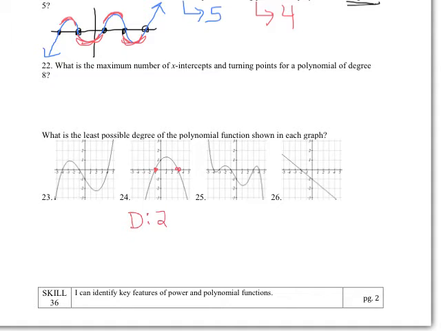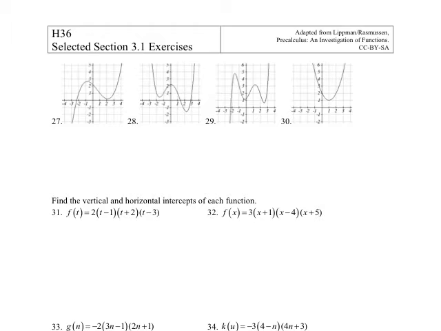It could be more than that, but at a bare minimum it has to be at least 2. Looking at 26, we have only 1 crossing point, so at a bare minimum our degree would be 1. On problem 28, we see that it crosses twice.